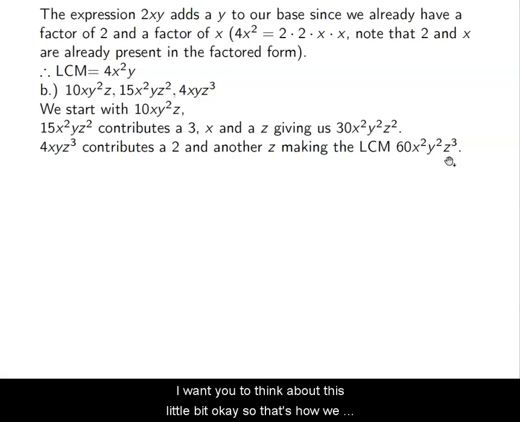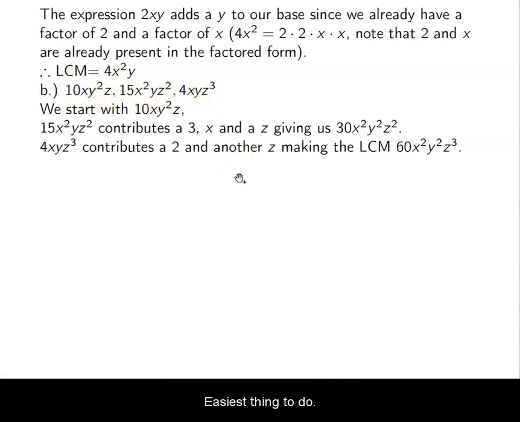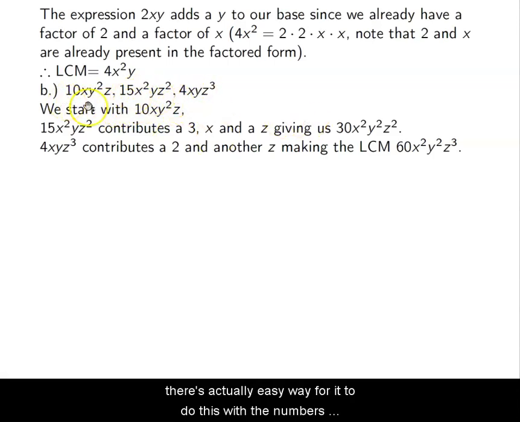Now, I want you to think about this a little bit, okay? So that's how we think about it, but there's a faster way of doing this, especially when it's not a polynomial. If it's just a monomial, right? This is 3 monomials. This is only one term, one term, one term. The easiest thing to do is to take your 10, your 15, and your 4 and figure out what your LCM would be for 10, 15, and 4. There's actually an easy way to do this with the numbers.